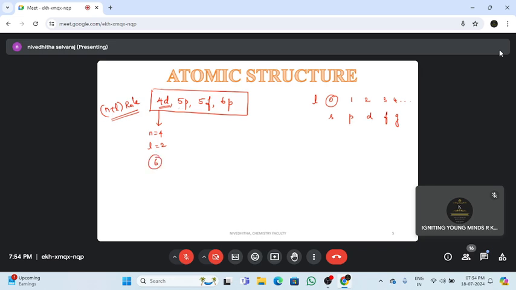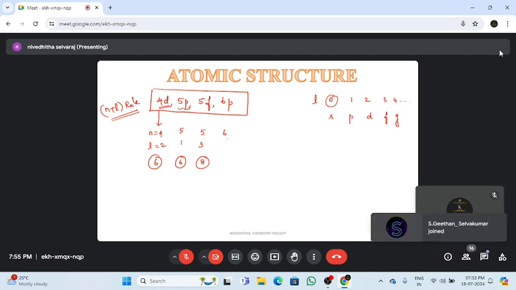How about 5p? The n value is 5 and the l value is 1, right? So 5 plus 1 is again 6. And how about 5f? The n value is 5 and the value of f is 3. So 5 plus 3 is 8. And how about 6p? 7. Yes. The value of n is 6 and the value of p is 1. So 6 plus 1 is 7.